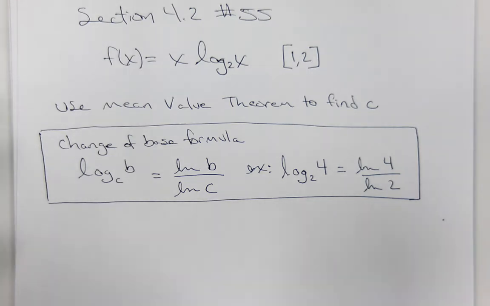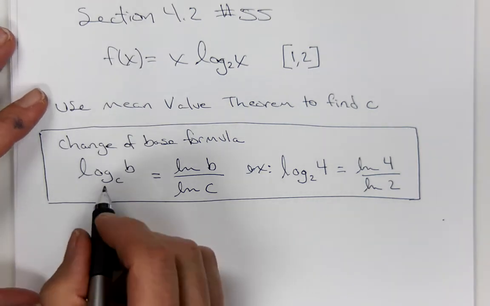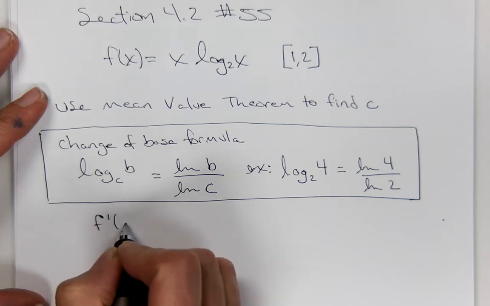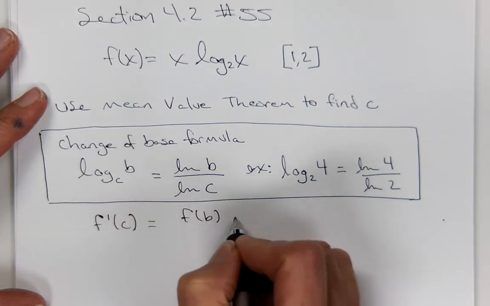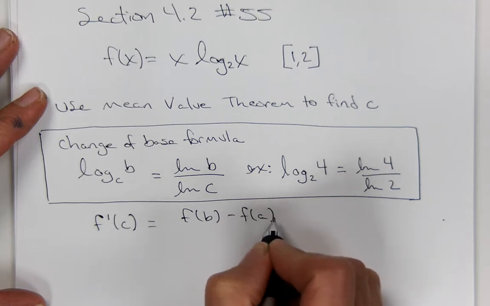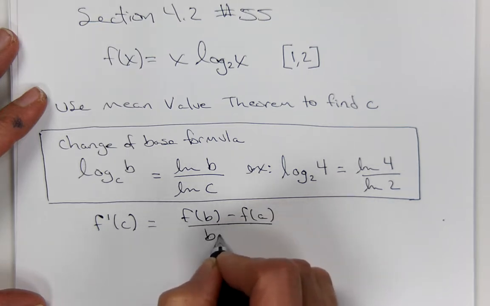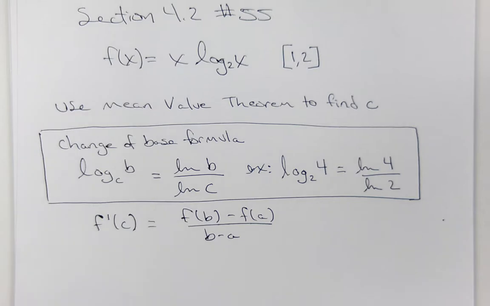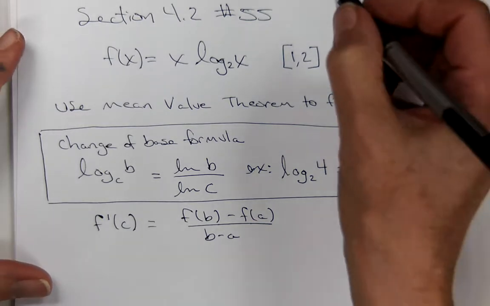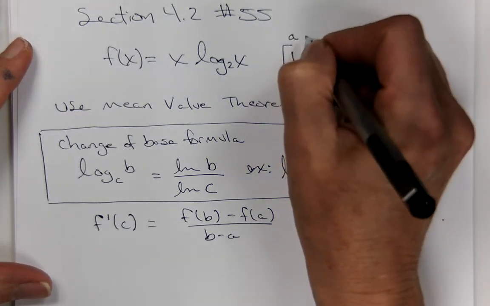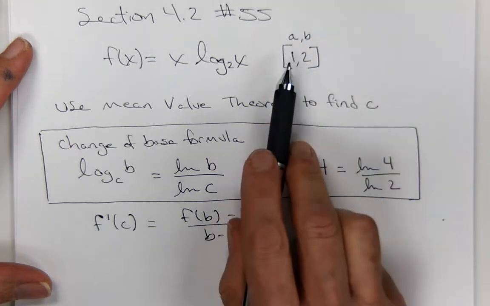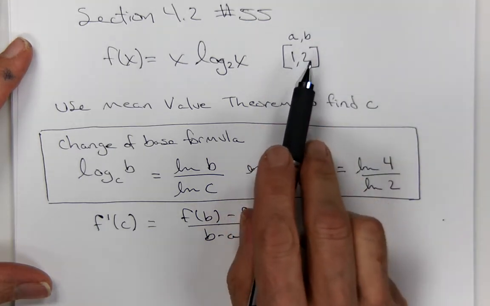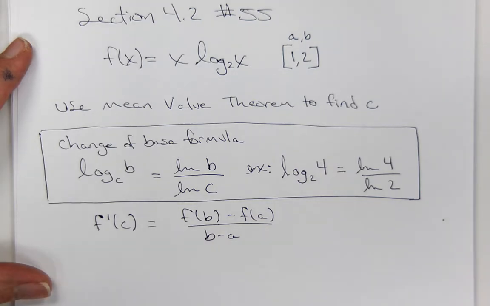So our mean value theorem is f prime of C equals f of B minus f of A over B minus A. And when they're talking about A and B, it's going to be the interval endpoints. So our interval is from 1 to 2, so A is 1, B is 2. Every time they say A and B for these, that's what they mean.